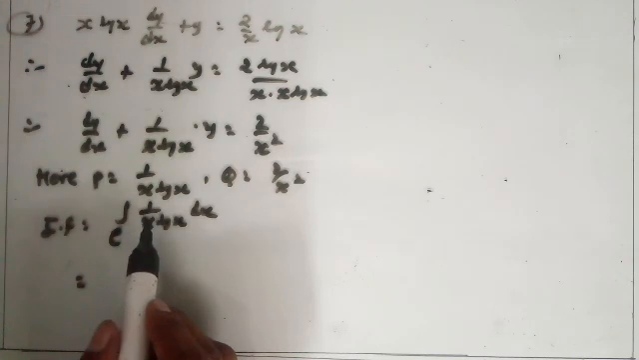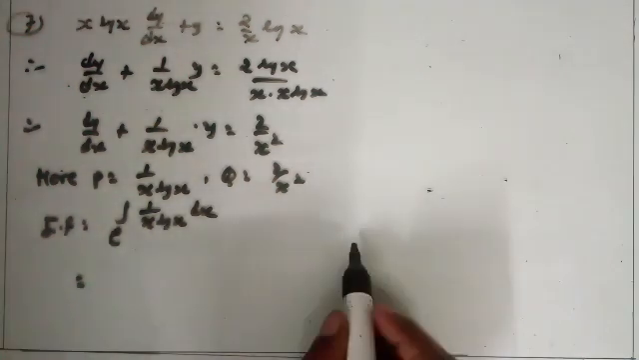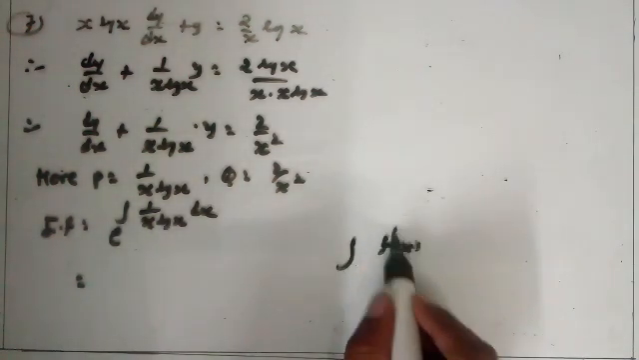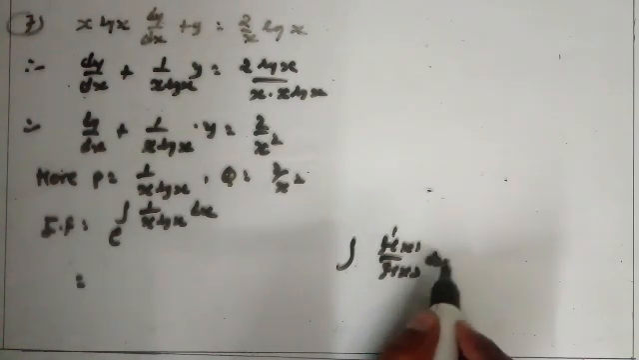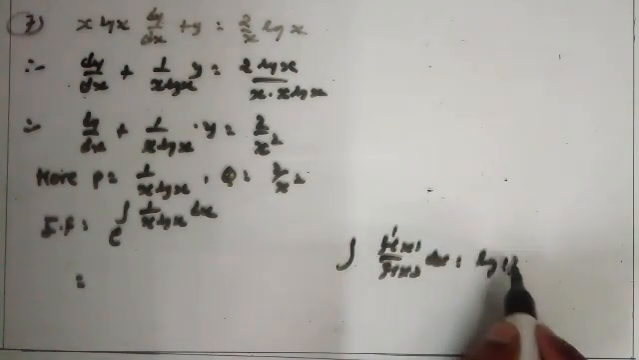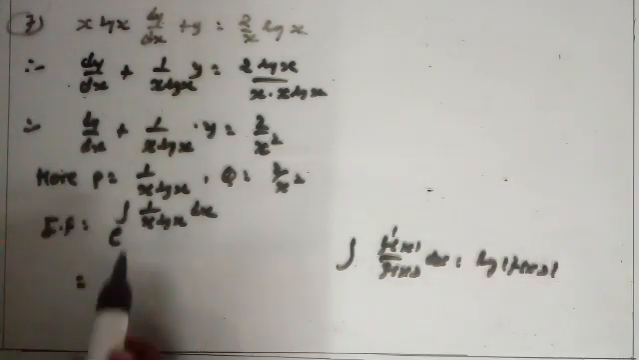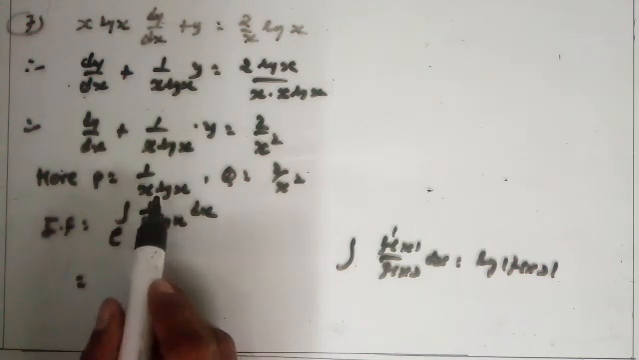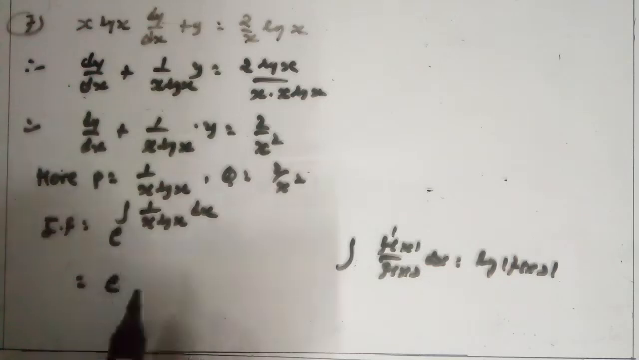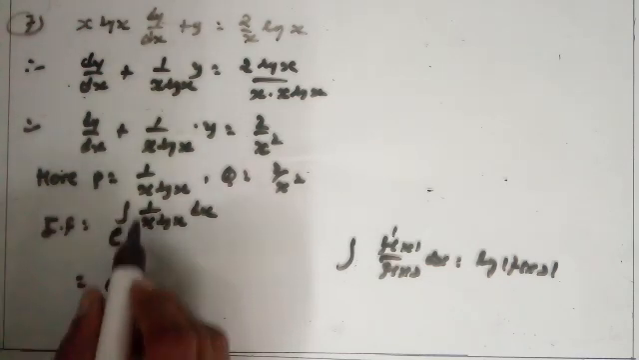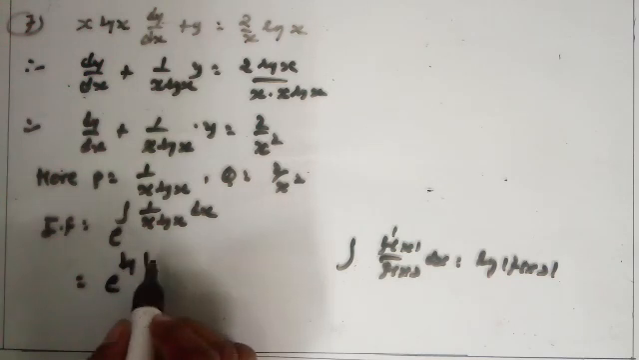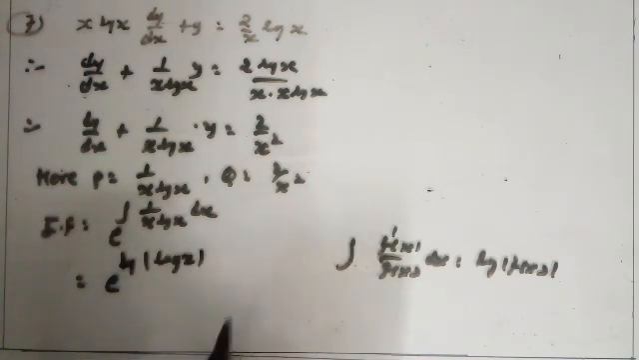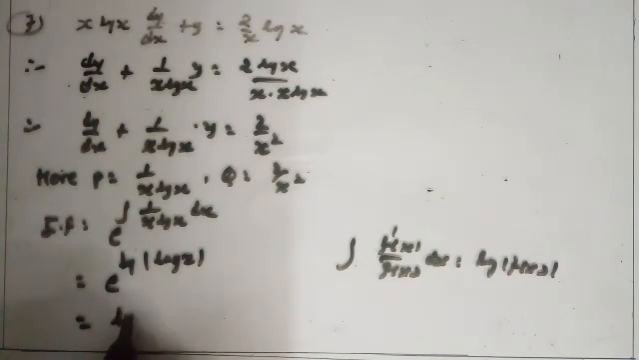We know that here 1 upon x is the derivative of log x. So we know that integration of f dash x upon f x is equal to log mod f x. Clear? Here 1 upon x upon log x, derivative of log x is 1 upon x, that is we get f dash x upon f x. So integration of this is equal to e raised to log mod log x. Clear? So IF is equal to log x.